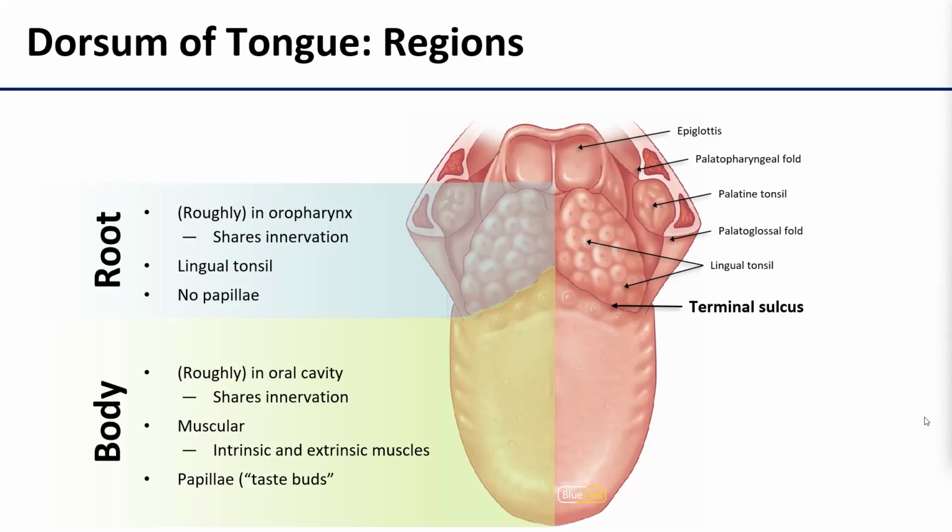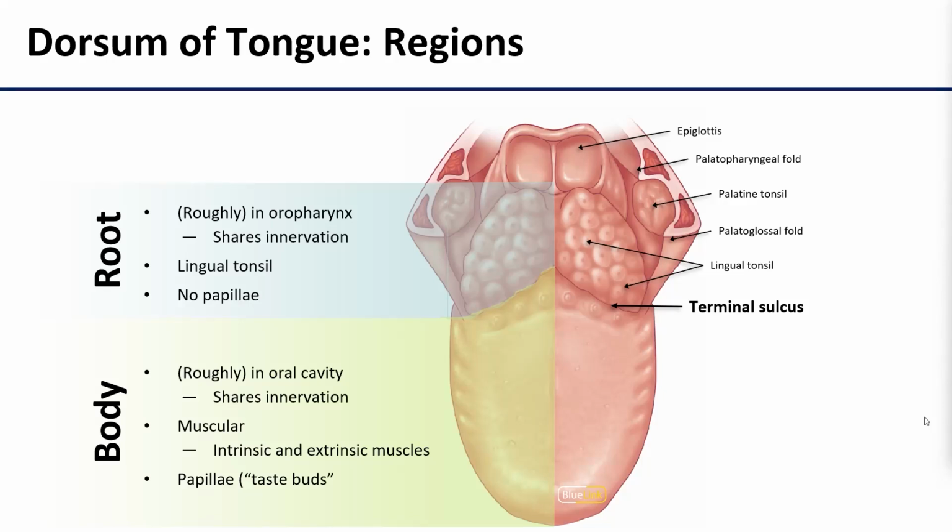All right, so that terminal sulcus divides the tongue up into root and body. I mentioned before that the tail ends of the terminal sulcus line up with the palatoglossal folds, which also mark the end of the oral cavity and the beginning of the oropharynx. That means that the root of the tongue sits almost entirely in the oropharynx, and because of this, it's going to follow the same innervation rules as the other structures that sit here. And that is to say, sensory is going to be coming from the glossopharyngeal nerve.